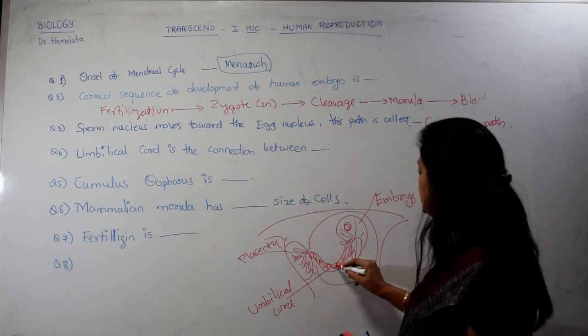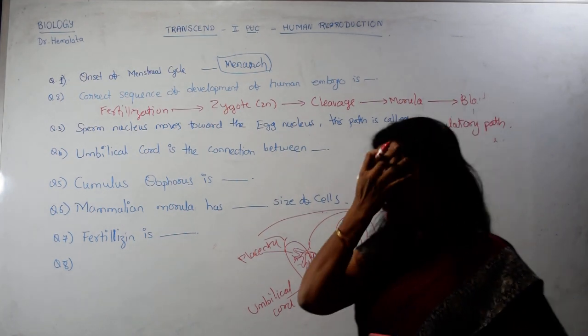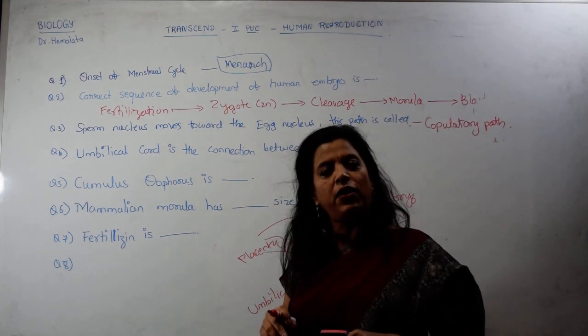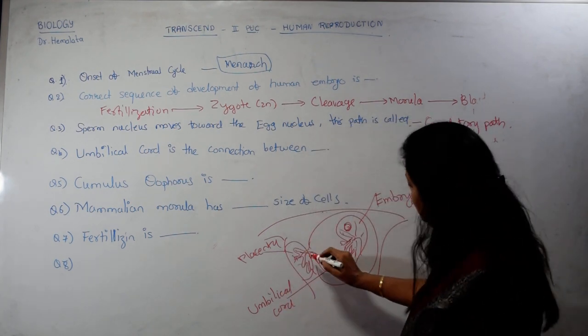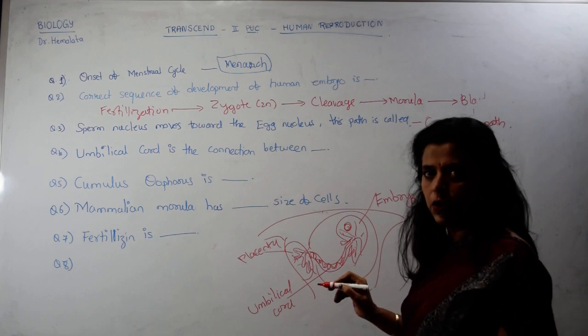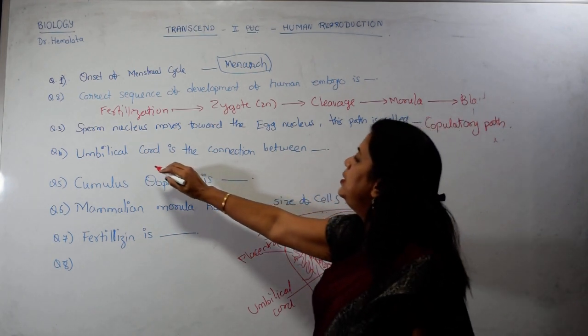What are these blood vessels called? This is called allantois. I hope you know. Allantois is the extra-embryonic membrane, or extra-fetal membrane. So this is the allantois, which is found in the umbilical cord area. Okay, so that's it then. Once you understand this, it is simple.